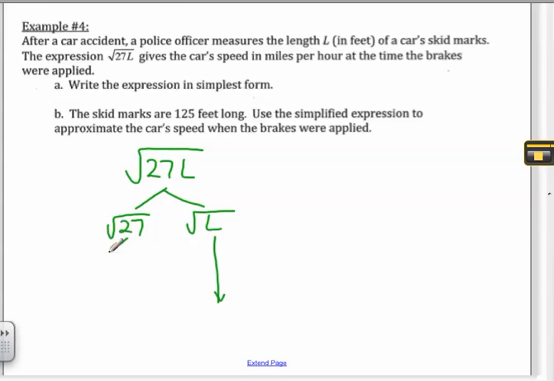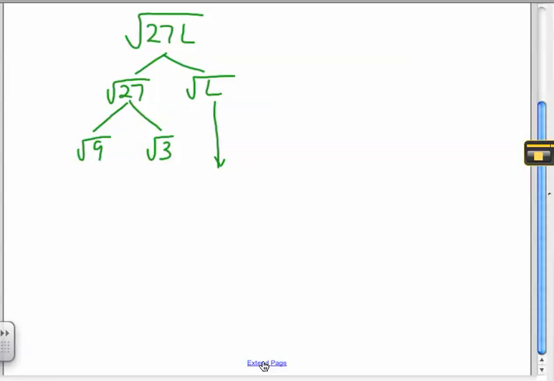But now this one, 27, there's a perfect square that goes into 27. I think you guys probably know that it's the square root of 9 times the square root of 3. Now, the square root of 9 is the same as 3, right? When I take the square root of 9, I get 3. But I can't simplify this one anymore, so I'm just going to leave that one as the square root of 3. And then I had to bring down, remember, the square root of L. So now I've got 3 times the square root of 3 times the square root of L.